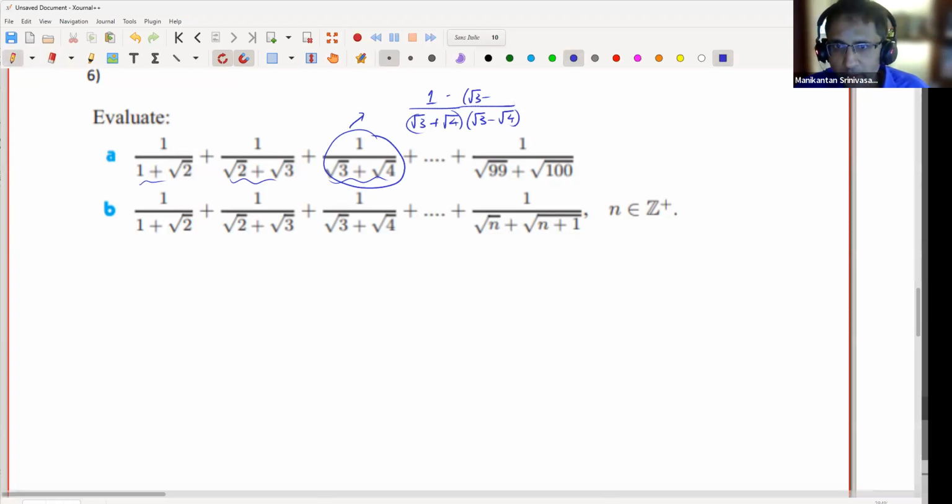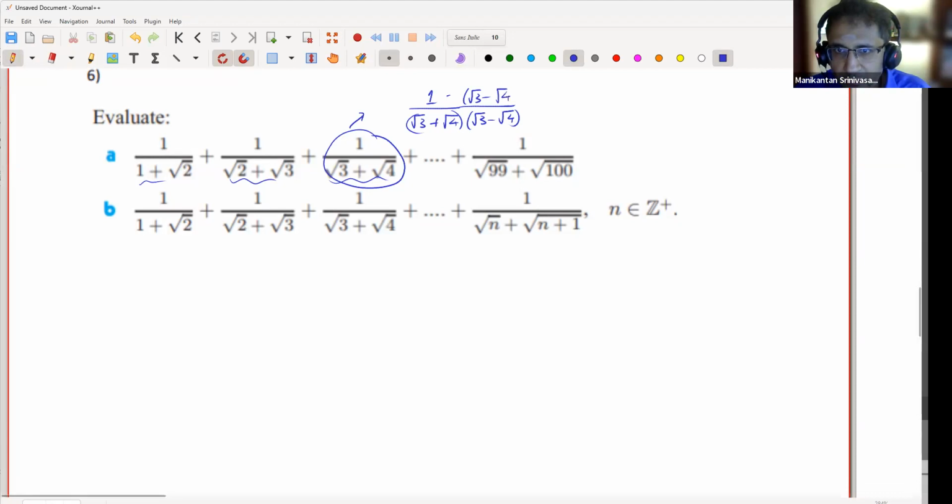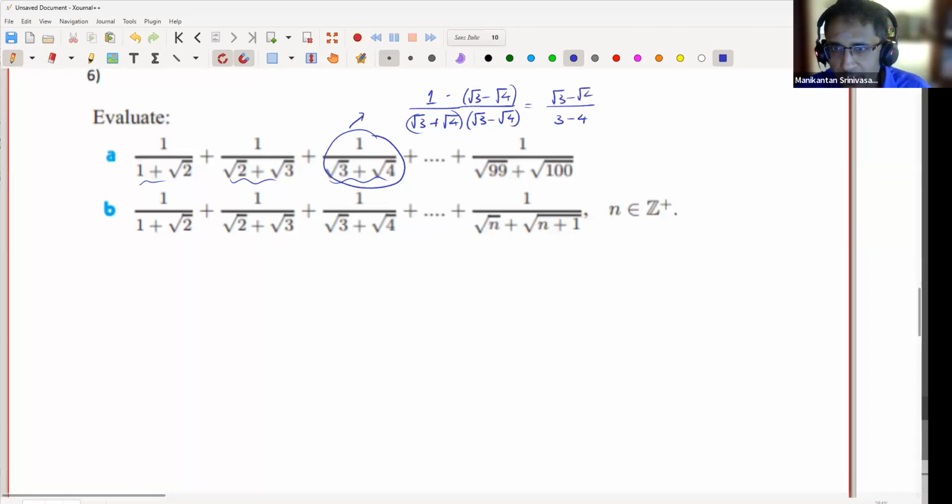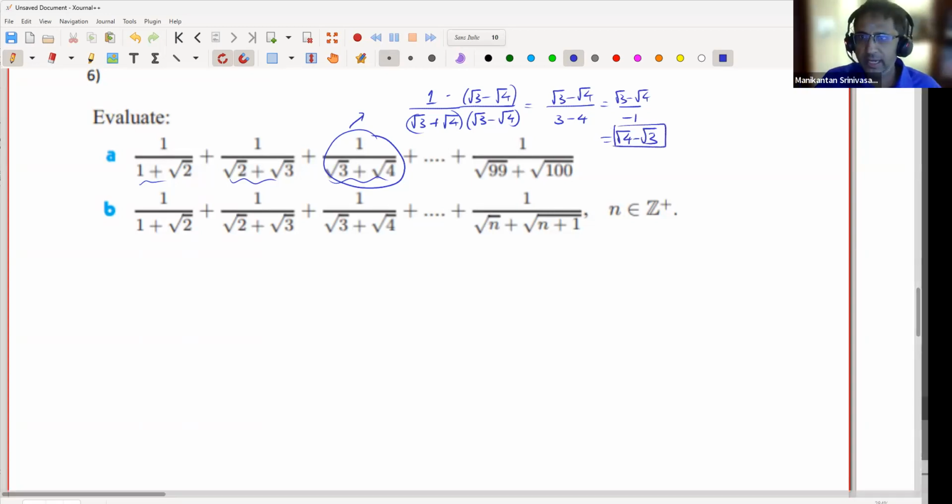So when I do this, what do I get? a plus b times a minus b in the bottom, which is 3 minus 4, and I get just root 3 minus root 4. 3 minus 4 is just minus 1. So this is root 4 minus root 3 in the numerator, right? Again, I'm not replacing root 4 with 2, just keeping it. So the general idea is this. That's how I'll do everything.